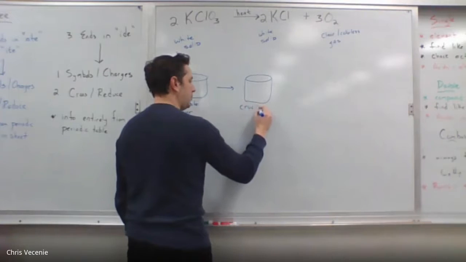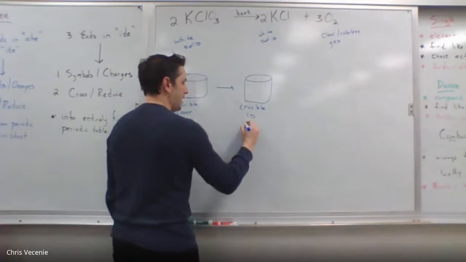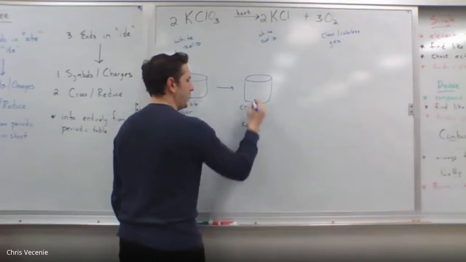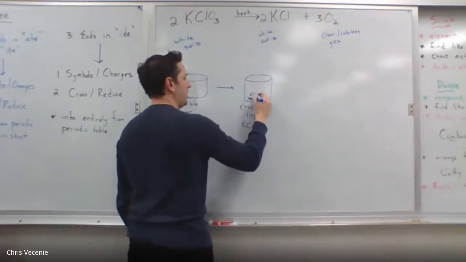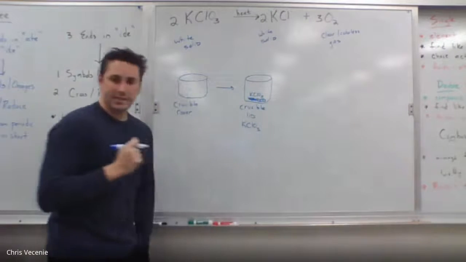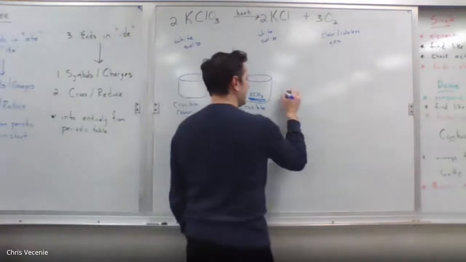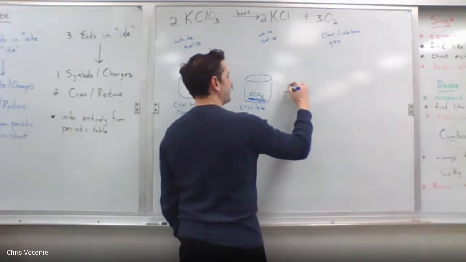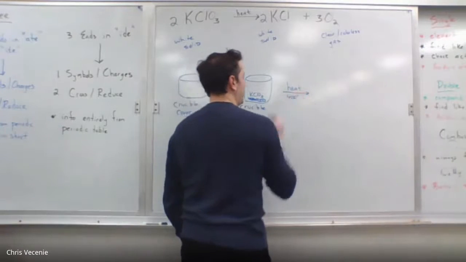The crucible, the lid, and the KClO3. So we'll have some white solid in here. That's the KClO3. Then, like I said, we're going to heat this guy. We're going to heat him to about 400 degrees.